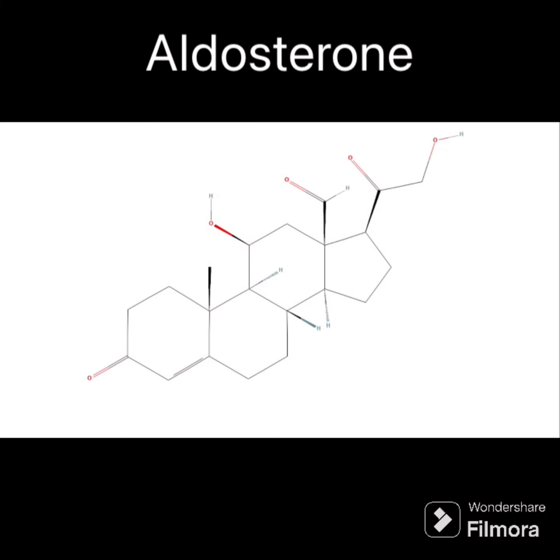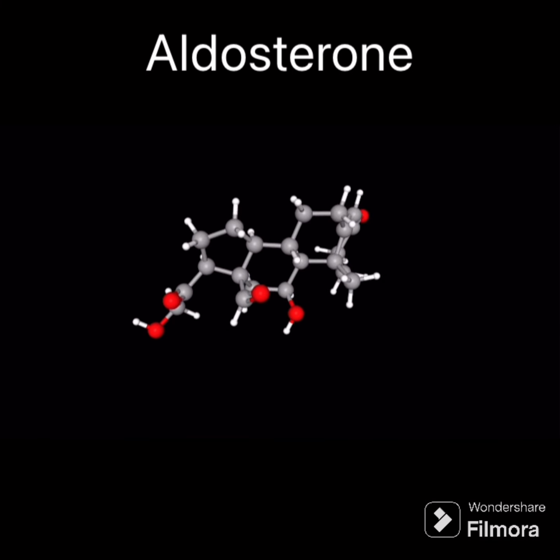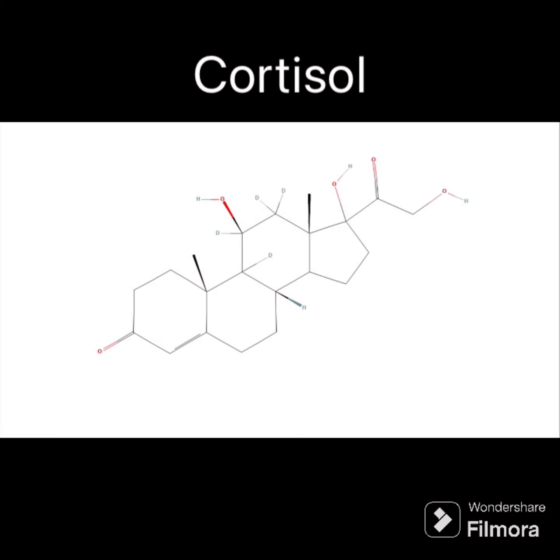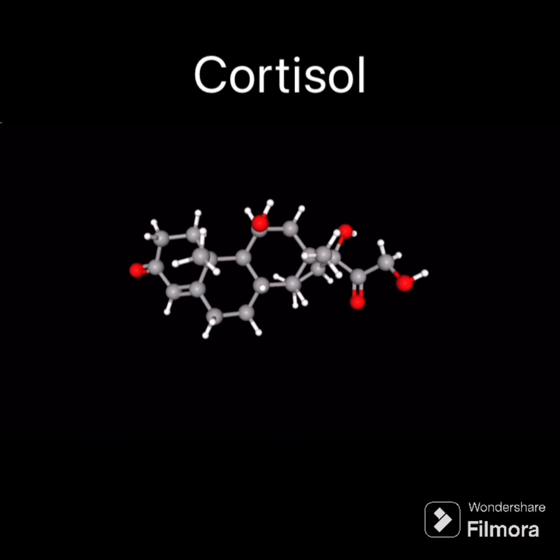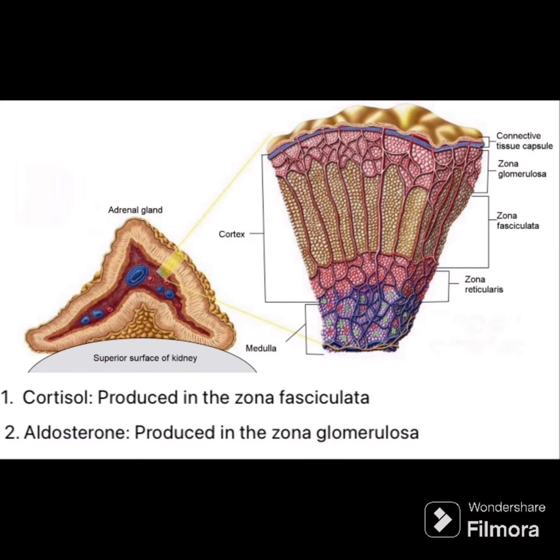The adrenal glands secrete two steroid hormones of interest, the first one being aldosterone, and the second one being cortisol. Both of these steroid hormones are secreted in different portions of the adrenal cortex. Cortisol is produced in the zona fasciculata, while aldosterone is produced in the zona glomerulosa.